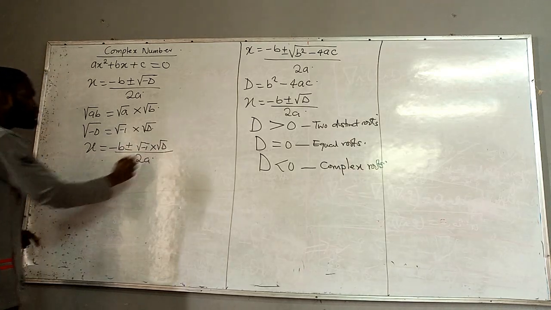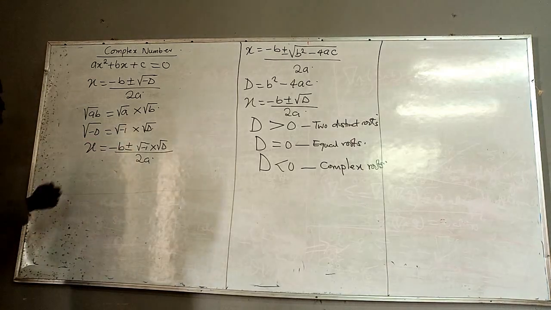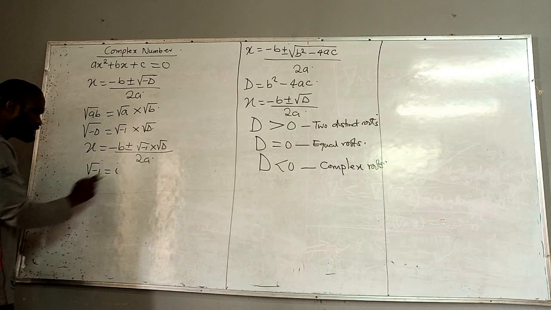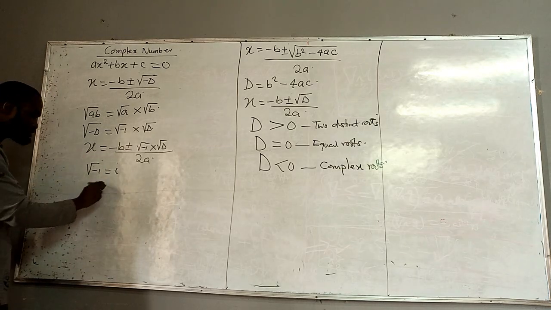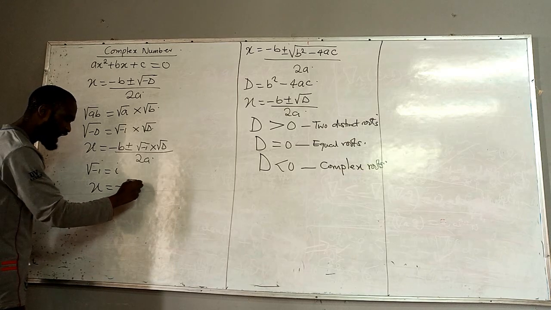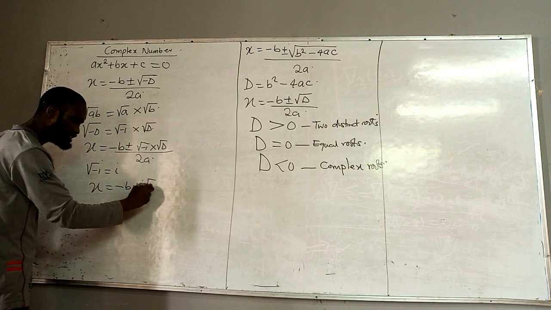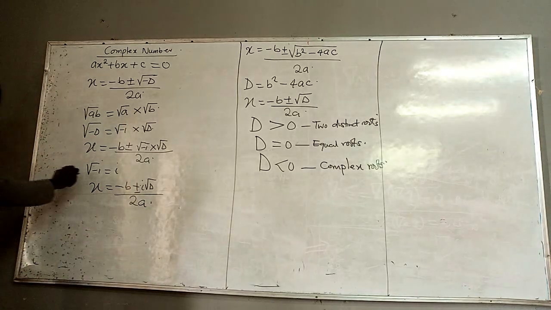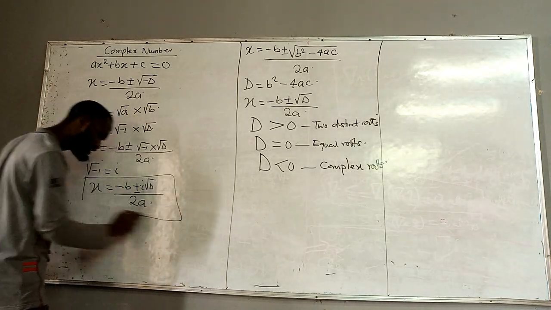Over 2a. Where this square root of minus 1 is what is called I. Square root of minus 1 is equal to what? I. Then I can write this as x equals minus b plus or minus I square root of D divided by 2a. This is now what is called a complex number.